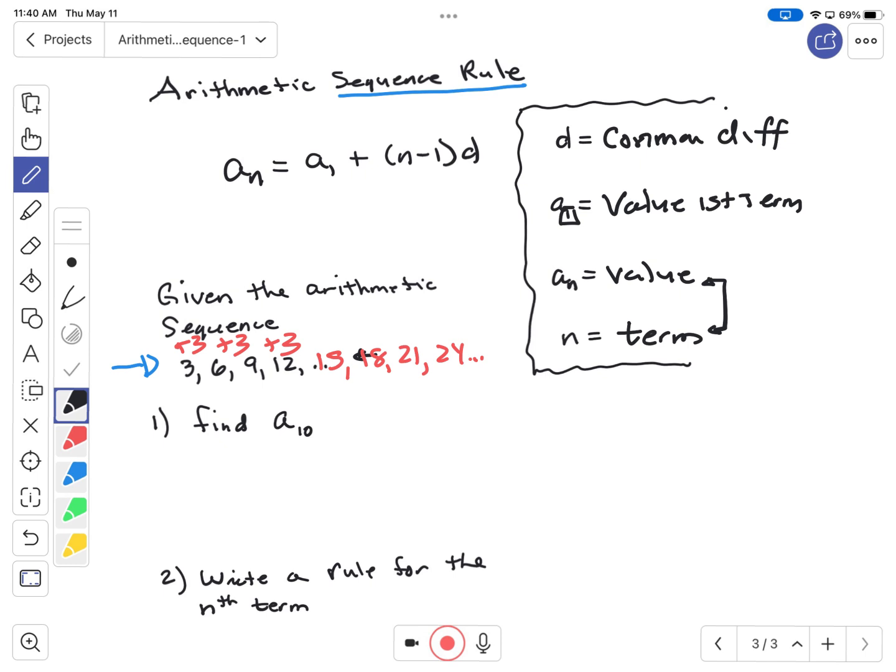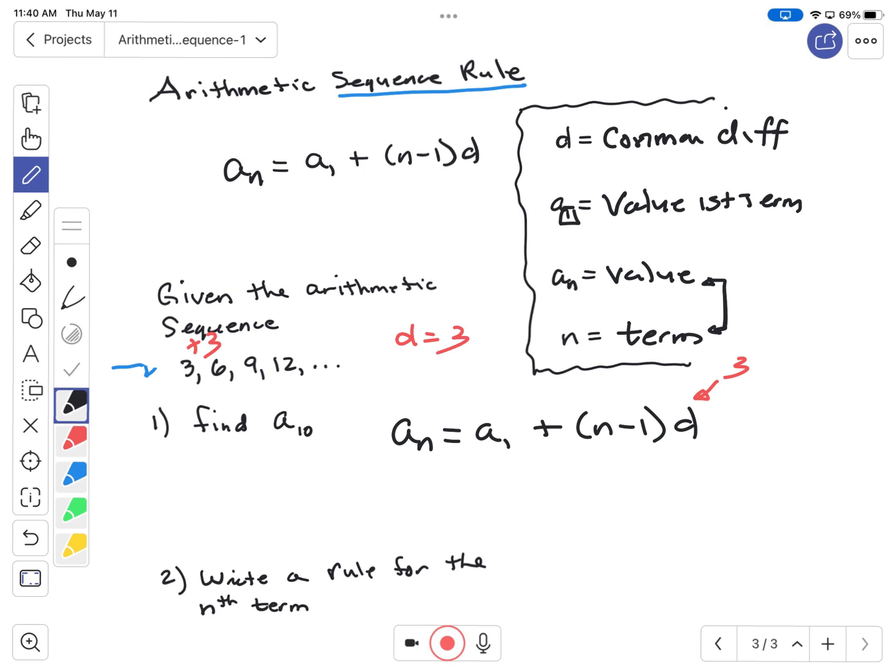So let's find A sub 10. To find A sub 10, we can use the formula A sub n equals A sub 1 plus n minus 1 times D. We know the common difference is to add 3, so we know D is 3. So D equals 3 in this problem. And then what's the value of the first term? Isn't 3 the value of the first term? So we know A sub 1 is 3. And they want us to find the value of 10. So remember, n represents the term. So n is 10.